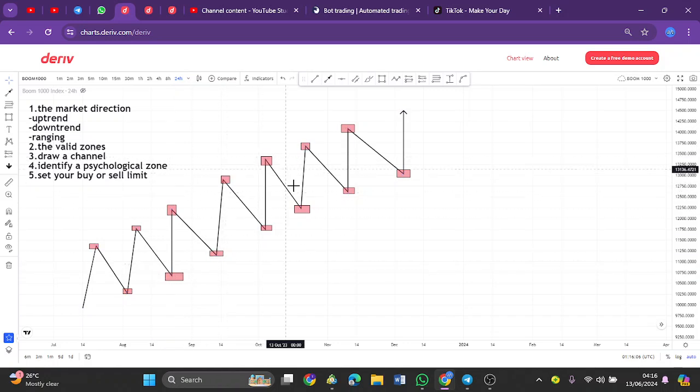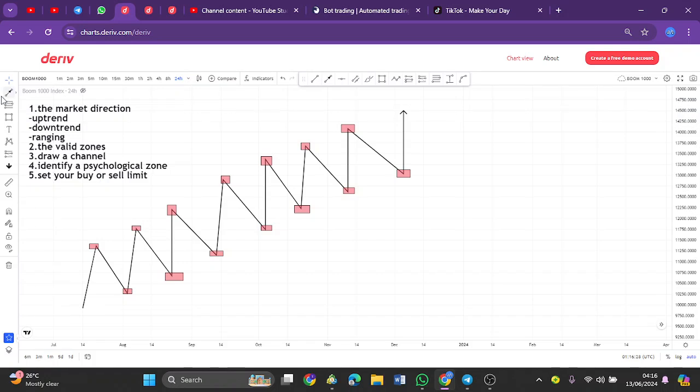Now those are the zones we focus on drawing, our zones. These are valid zones. Now we draw a channel. This is the market moving, and a channel is basically like a road. Once the market is moving in such a manner, it's just a matter of you connecting these valid zones. And how do you do that?